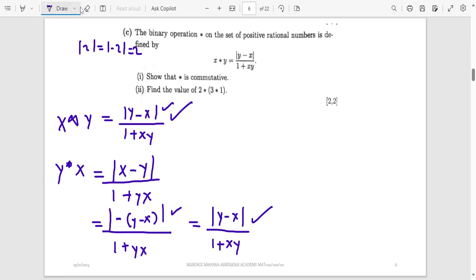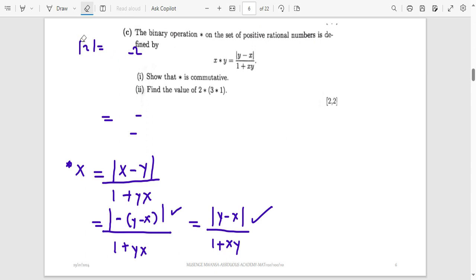Since x star y is equal to y star x, then the operation star is commutative.